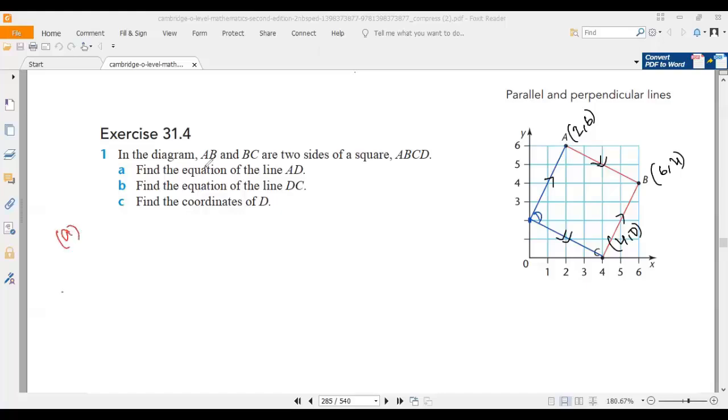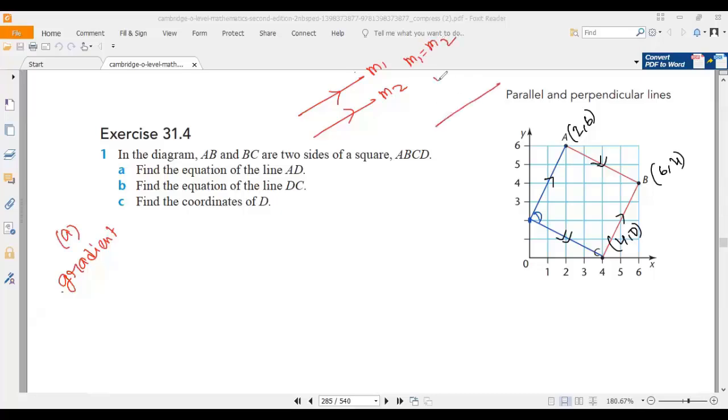Now we need to find the equation of the line AD. So how can we find the equation of the line AD? We can say that the gradient of AD and the gradient of BC should be the same. Why? Because these two lines are parallel. Suppose the gradient of the first line is m1 and the gradient of the second line is m2, then if these two lines are parallel, their gradients should be equal.